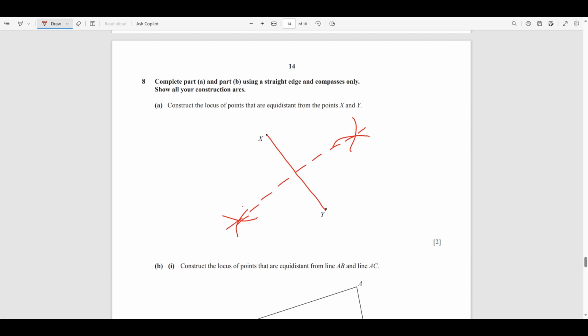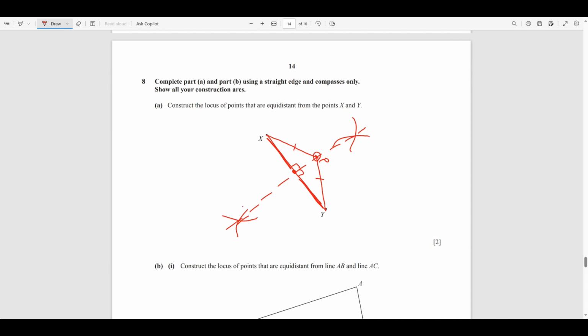So this is the perpendicular bisector on X and Y, and by the property of congruent triangles, any point on this line will be equidistant from X and Y. For example, if you take this point as P, the distance between PX and PY will always be the same, because this point has to be the midpoint, since it's a perpendicular bisector by definition. So by the definition of congruent triangles, PX and PY will be equal, right? If you take any point on this perpendicular bisector, it will still be the same.